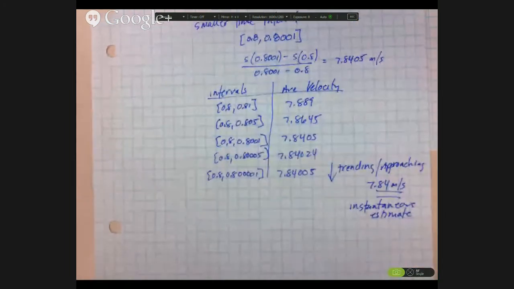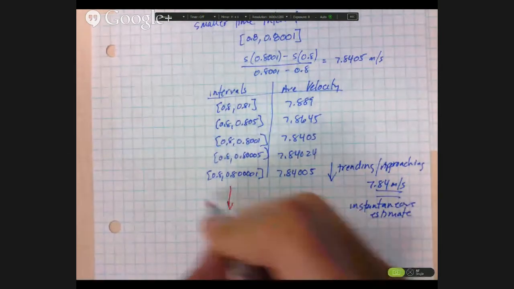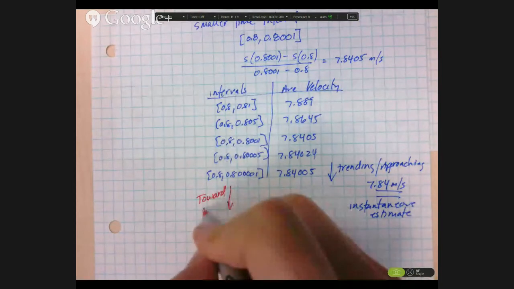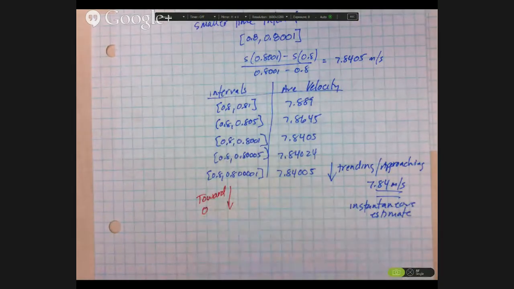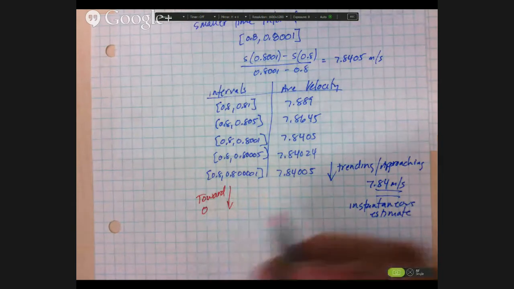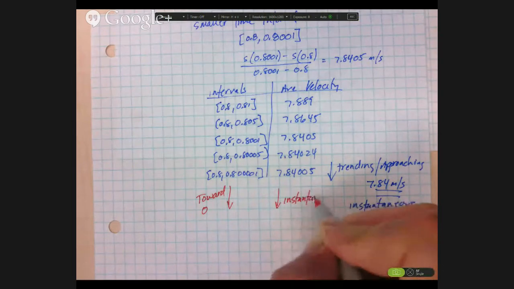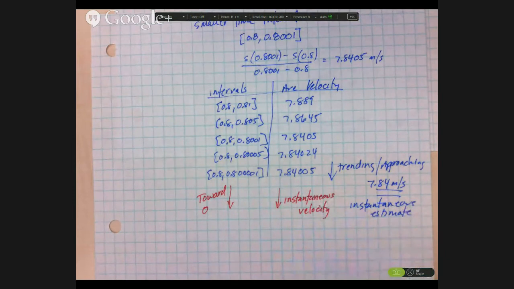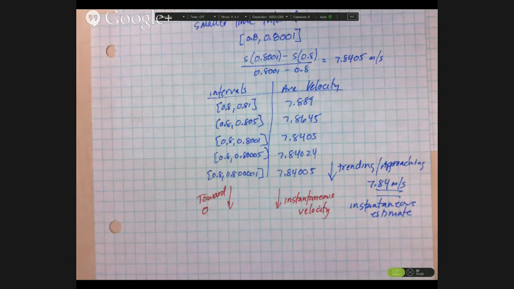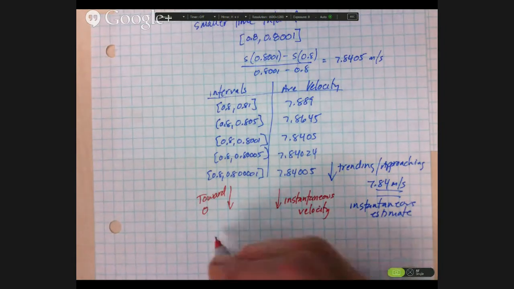What we're doing is we're taking this time interval towards 0. This is heading towards our instantaneous velocity. So the closer we get to a 0 time interval, the better our estimate is. This whole idea of derivatives is completely based on instantaneous rates. But what you see is called a limit.